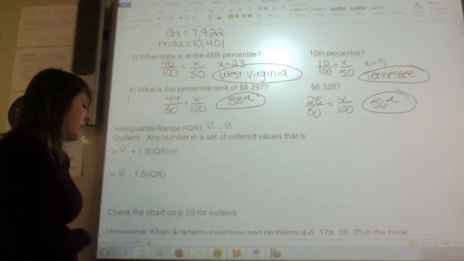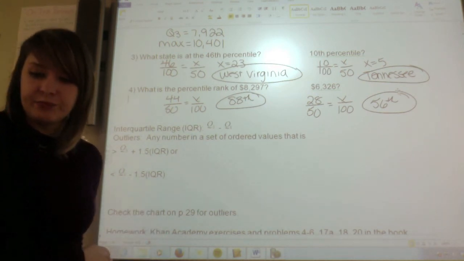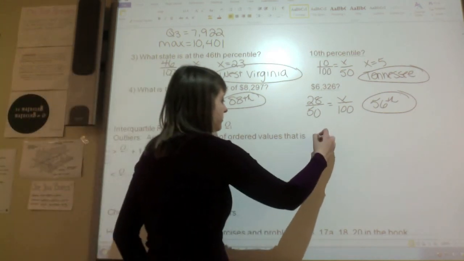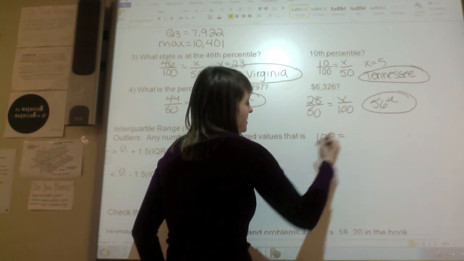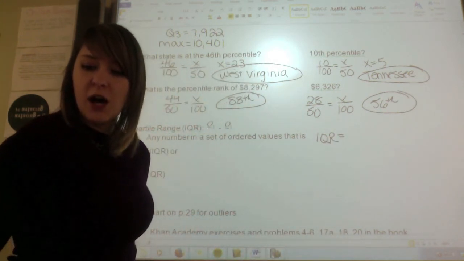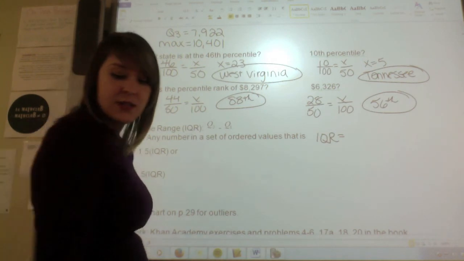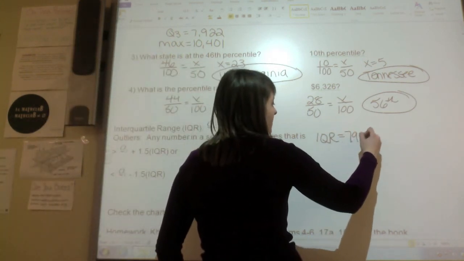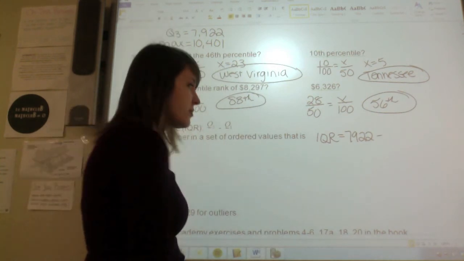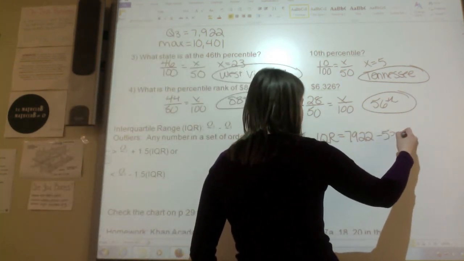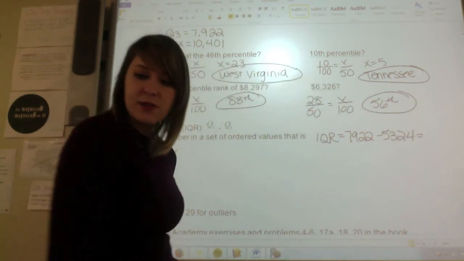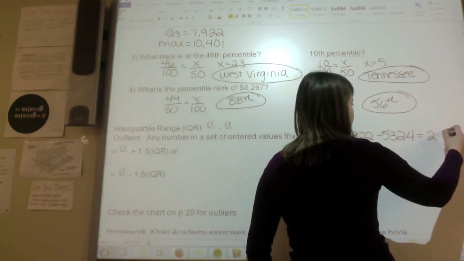So check the chart on page 29 for outliers. What we need to do first of all is find our IQR. That's going to be my upper quartile minus my lower quartile. My upper quartile was 7,920. My lower quartile was 5,324. When I subtract those, I get 2,598.